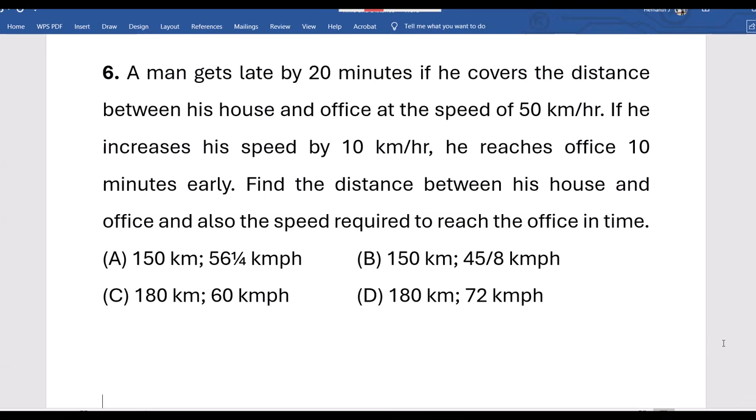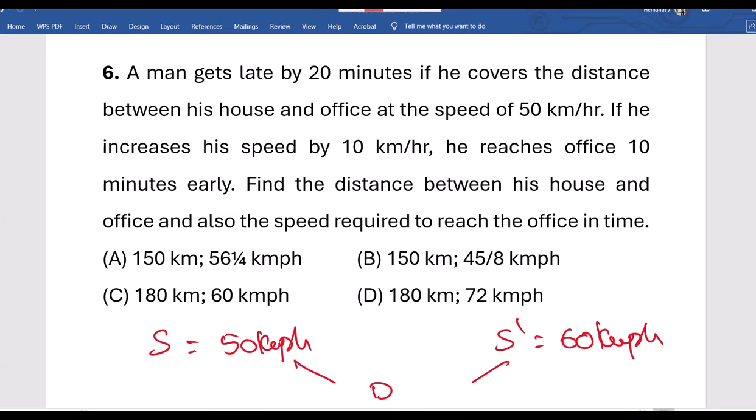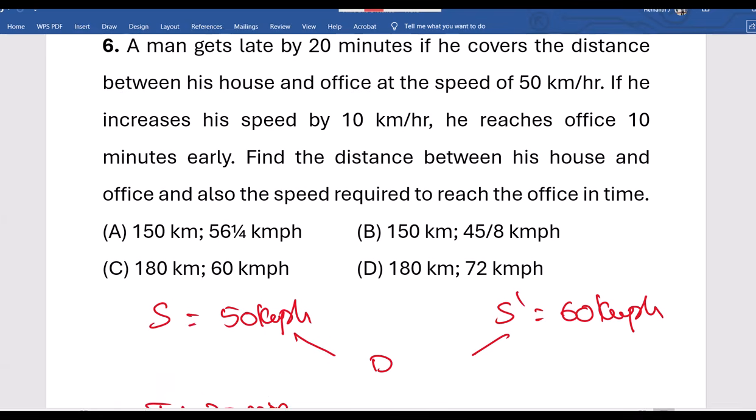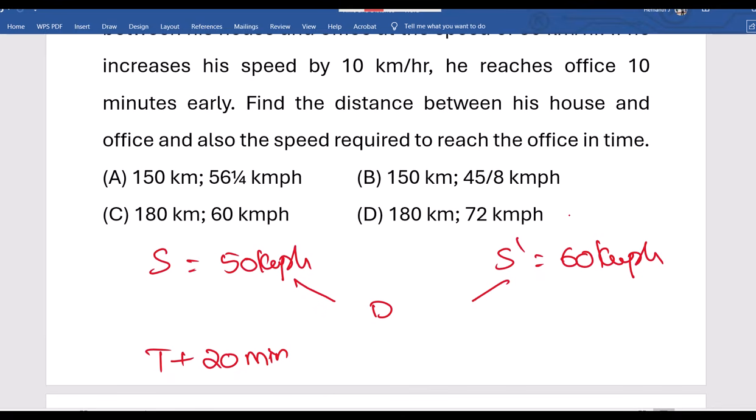Then increased by 10 means, see, the initial speed is 50. The next speed is 60. Listen, distance is constant in both situations. In both situations you are traveling from house to office. But here the timing in the first case is t plus 20. Why t plus 20? You are reaching 20 minutes late. In the second case, t minus 10. Are you clear up to this point? Same distance.